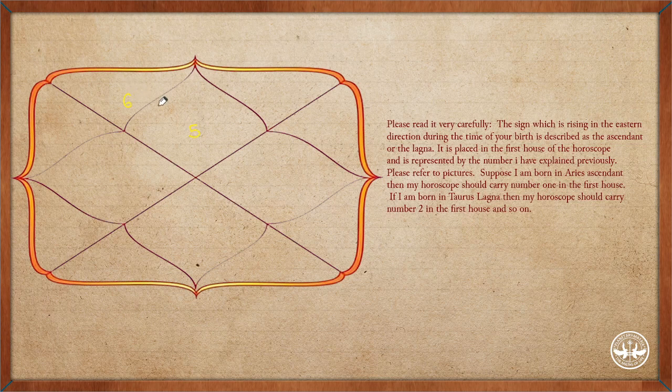So it can be 5. If it is 6, then it will be 7. It will move in this motion: 5, 6, 7, 8, 9, 10, 11, 12, 1, 2, 3, 4. Remember this, that there are only 12 Rashis.